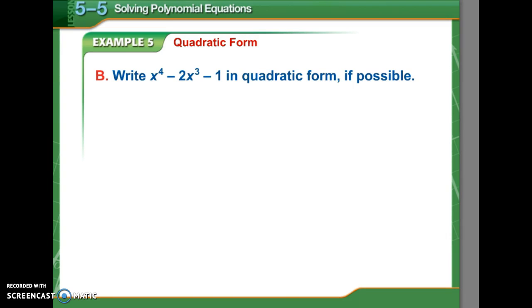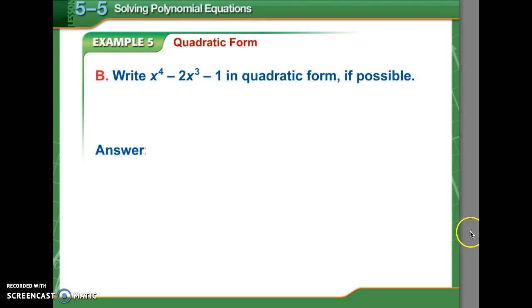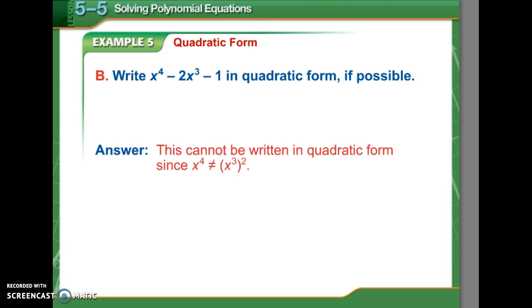Part B, let's see if we can put this one in quadratic form. So again, because we see this cube here, we're hoping that this first term is a cube squared, but this would be 3 times 2 power, which would give us 6, and we don't have a 6 here, we've got a 4, so we can't write this in quadratic form.